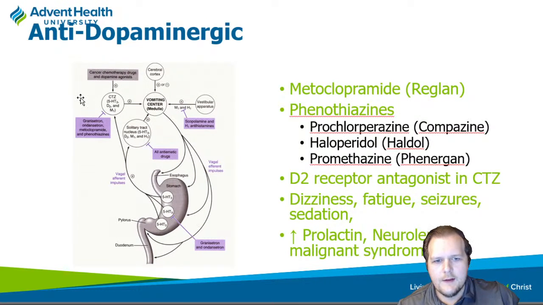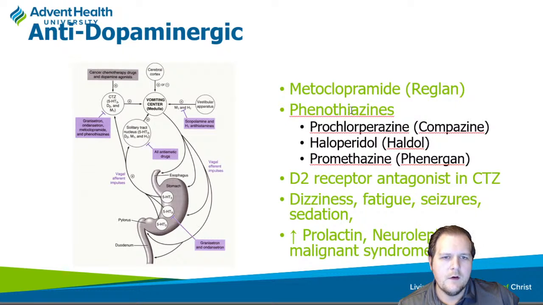Okay, so the next neurotransmitter we could try blocking here is going to be our dopamine receptors, and these are going to be D2 receptors specifically. So these are going to be anti-dopaminergic drugs here. And so one of the big ones you'll see used most frequently is probably metoclopramide or Reglan. And then we have our phenothiazines as well. We're going to talk a lot about the phenothiazines in the behavioral health section coming up next semester.